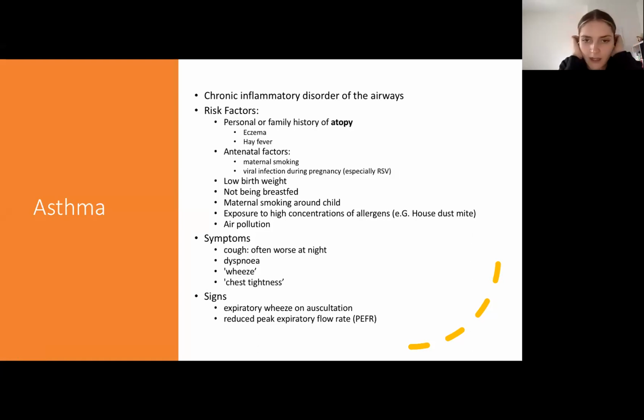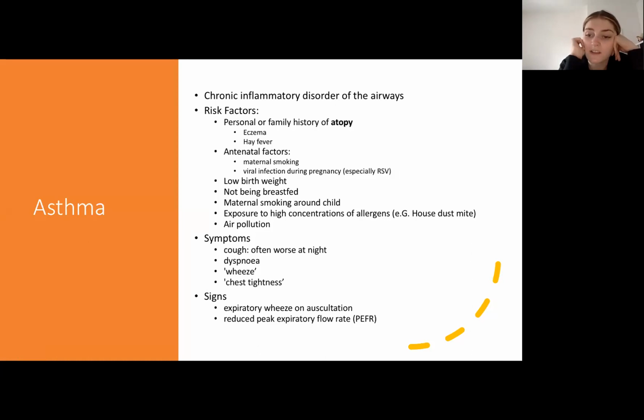In terms of antenatal factors, if the mother smoked, that puts you at a higher risk for asthma. If they had a viral infection during pregnancy, in particular RSV, if they were of a low birth weight, if they weren't breastfed, maternal smoking around the child, or paternal family smoking around the child increases the child's risk of asthma.